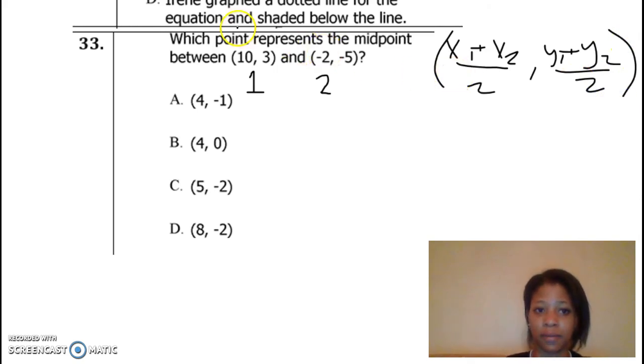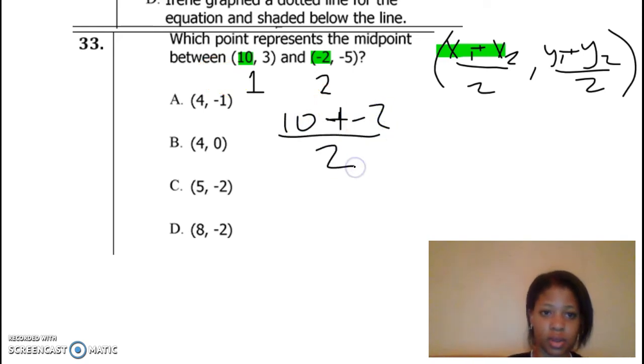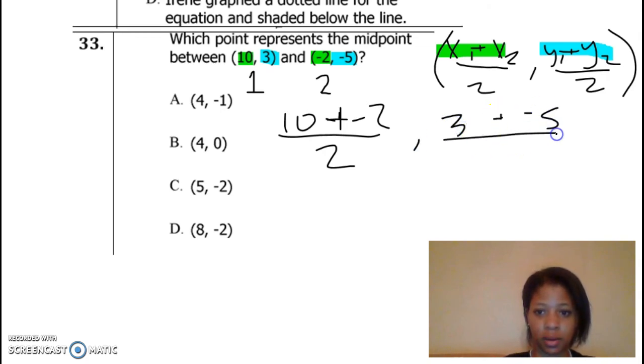So my x is in my first spot. Okay, so I'm going to highlight my x's. I'm basically just adding them together and dividing by 2. So 10 plus negative 2 divided by 2. Then I'm going to look at my y's. I'm going to add them together and then divide by 2. So 3 plus negative 5 divided by 2.